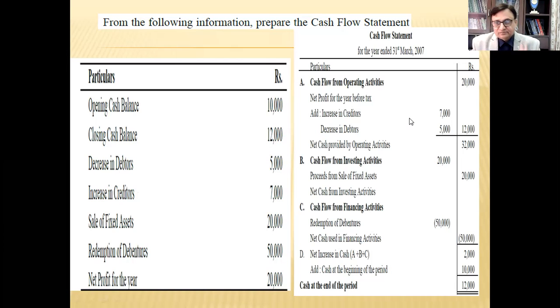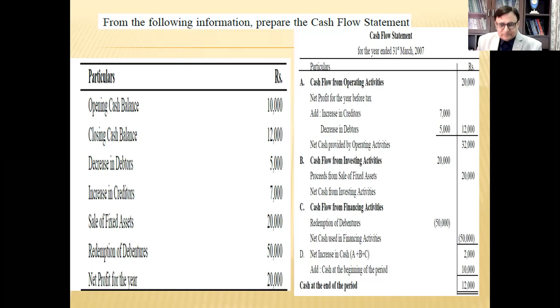So there are two items given regarding current assets and current liabilities. Current assets are showing a decrease. That means cash is realized. It will be added back. An increase in creditors means an increase in current liabilities. It means we have not made payment, so cash remains with the business. It was also added. So 7,000 plus 5,000, total 12,000 is added, and the net cash provided by the operating activity comes to 32,000 rupees.